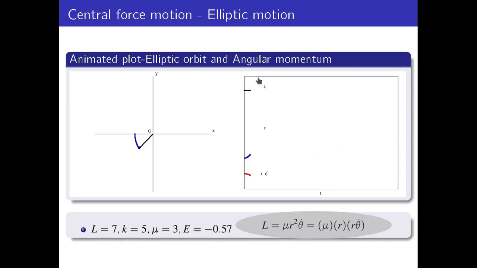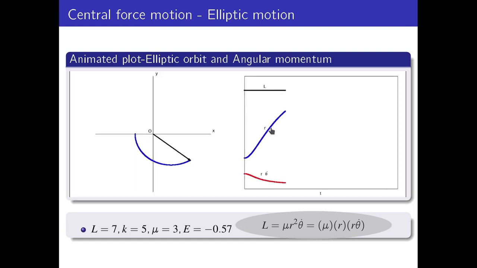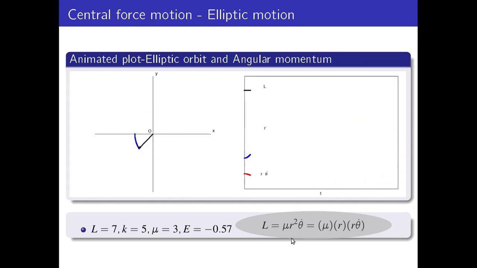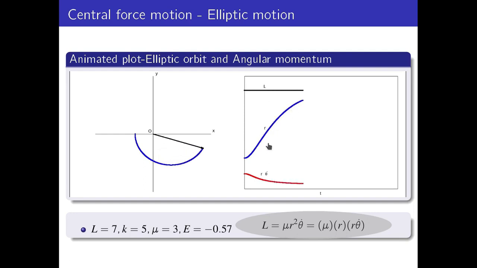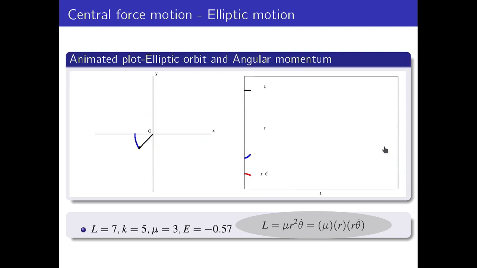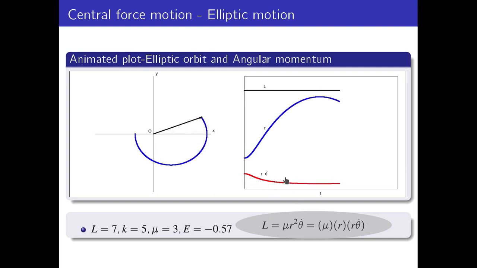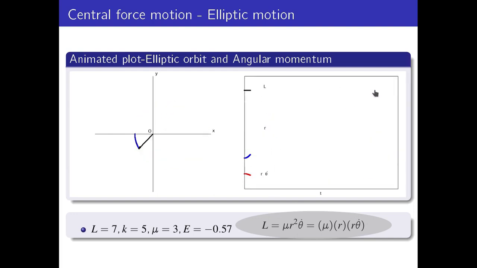Here we see another animated plot. Again at the left we see the orbital motion, and at right we see angular momentum, r and r theta dot. As it can be seen, angular momentum is constant, and angular momentum can be written as mu times r squared theta dot. And as it can be seen, r increases in the first half and r theta dot decreases in the first half, and in the second half the changes take place in the reverse order. Here r theta dot is the tangential component of the velocity vector, and its changes take place in order to obey the conservation of the angular momentum.